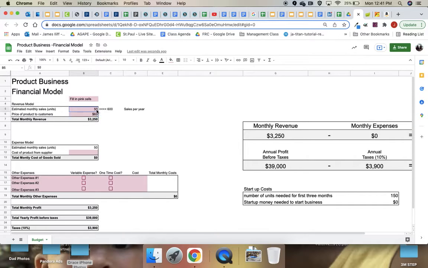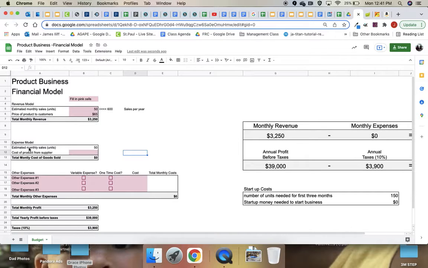Hey, but if we plug these two numbers in, look at this number. Total monthly revenue, $3,250 a month. If I sell 50 units a month at $65, so essentially I'm just taking 50 times 65 and I get $3,250. Okay, well that's revenue. We have to pay for this product, right?